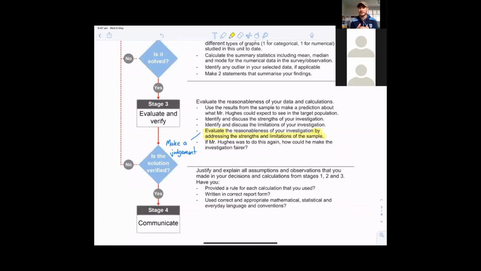Now, it is okay to say, look, I've got strengths and limitations, and so there's pros and cons to my results. However, ultimately, at the end of the day, it is either reasonable or unreasonable. You have to make that judgment. That's what evaluating means. So if you're sitting on the fence and saying, oh, it could be, it might not be, you're not really answering the question. I'm going to mark you down.